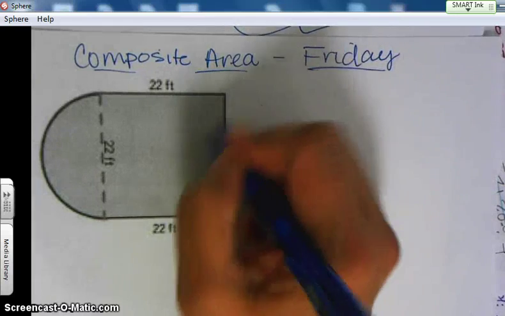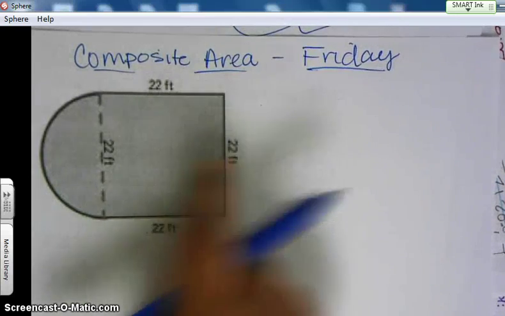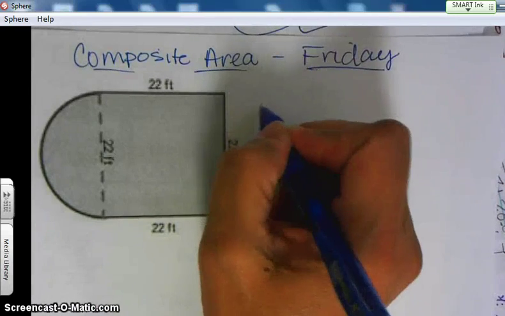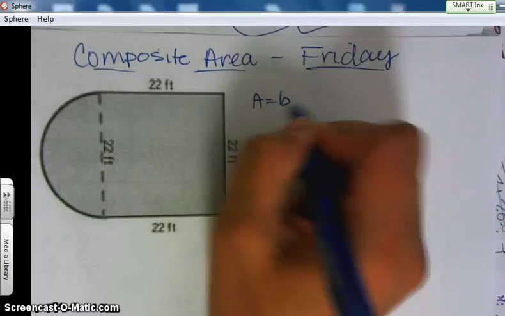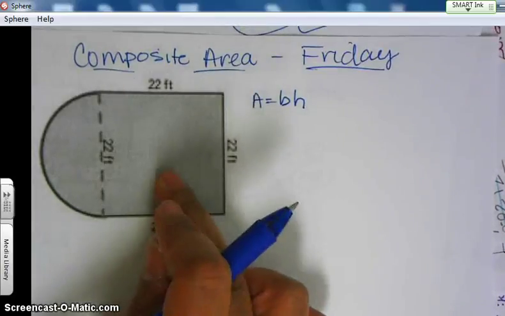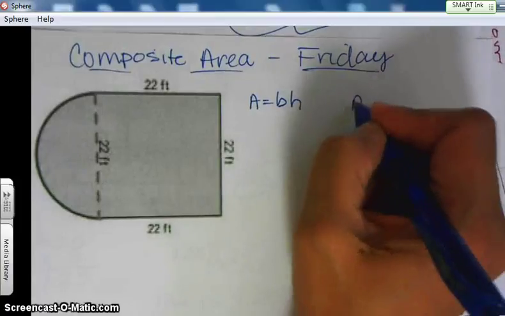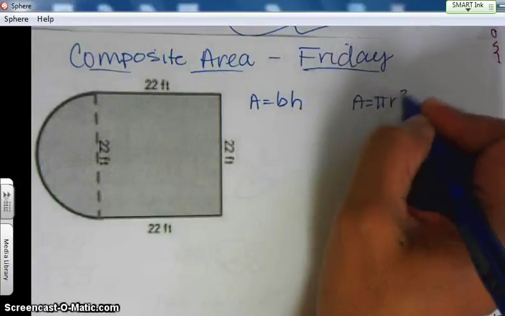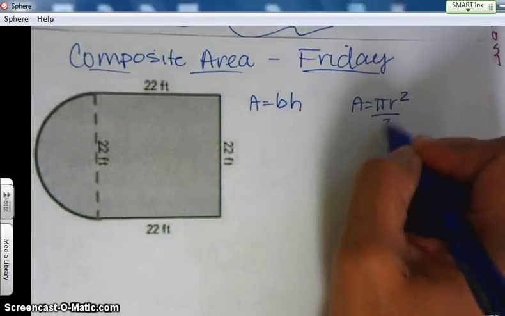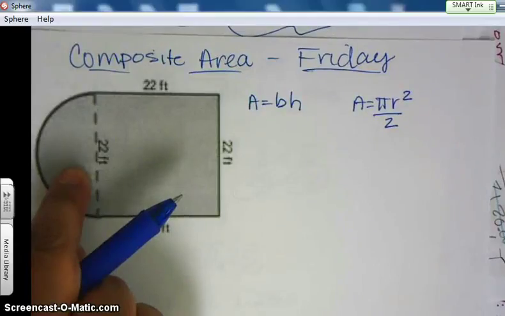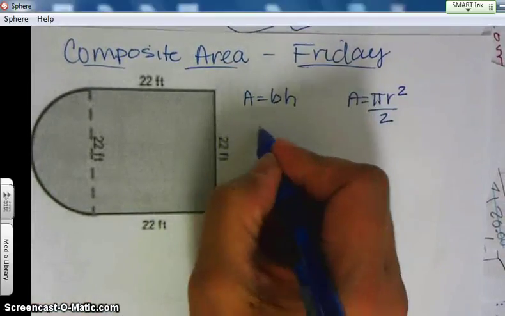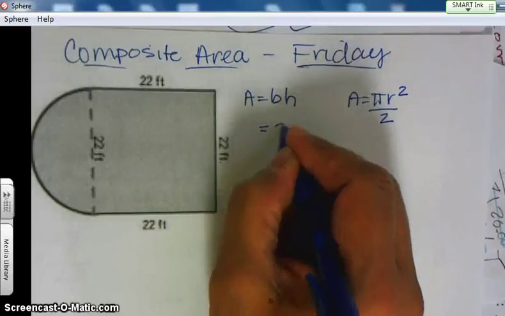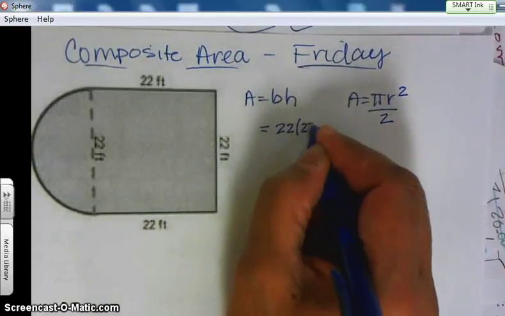So on this one, I have a square and I have a semicircle. So my formulas are going to be area equals base times height for the square, and then area equals pi r squared divided by 2 for the semicircle. I'm going to work the area of the square first. My base and height is 22 times 22.